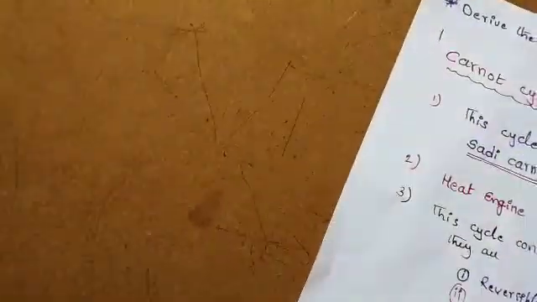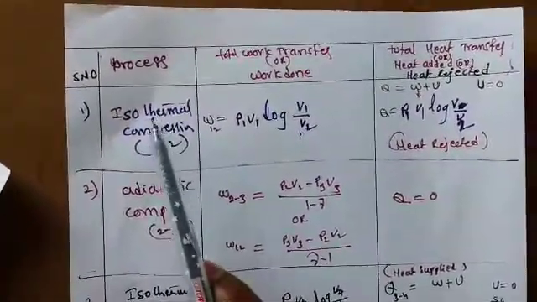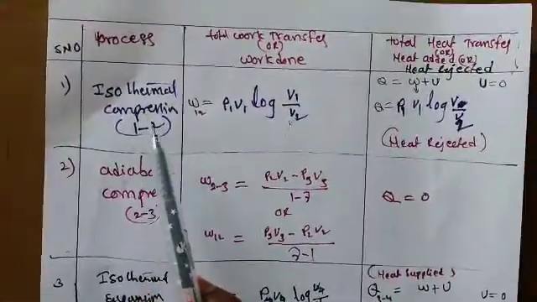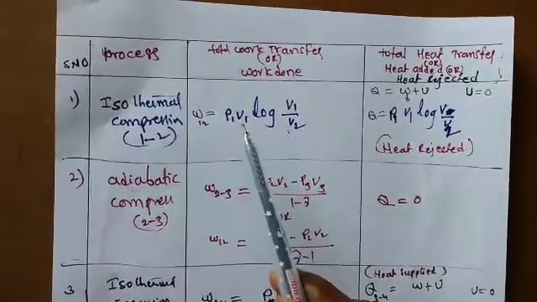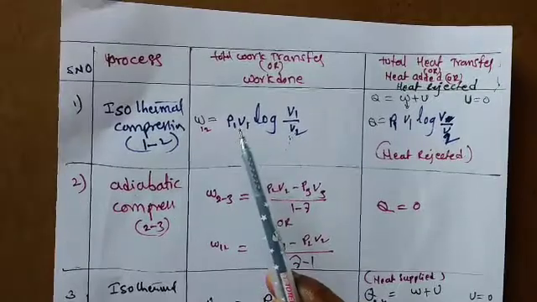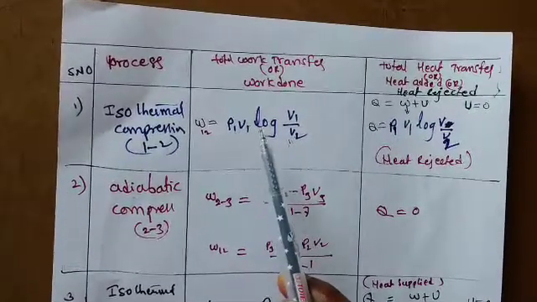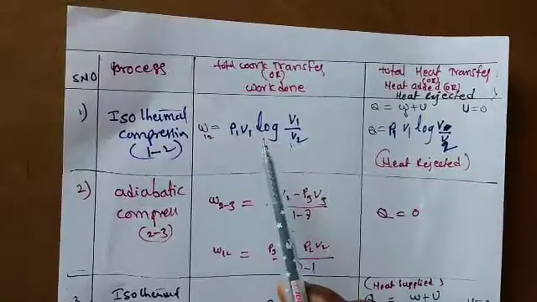And coming to the second slide, how to write the total work transfer and heat transfer in different processes. Once again, see, what is the first process? Isothermal compression process, that is the 1 to 2 process. Already I have explained the derivation of the total work transfer in an isothermal process in the first unit. Once again, see that. So here, P1 V1 log V1 by V2. This is the total work transfer in the isothermal compression process.